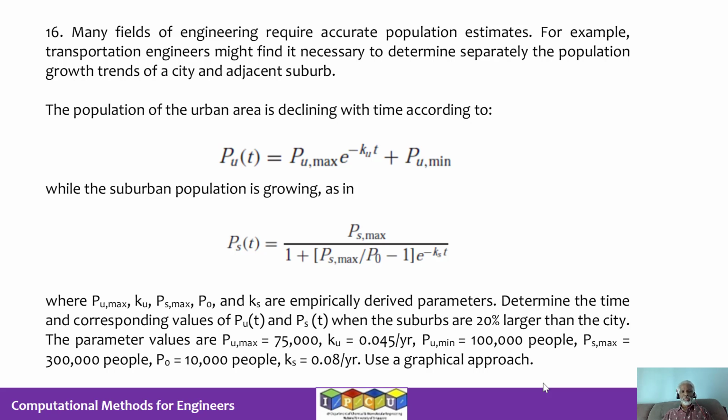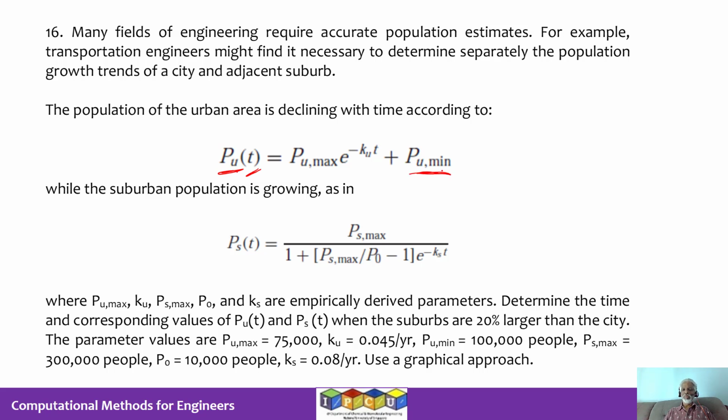I want to take a few minutes to discuss problem 16 of tutorial 3. So we have a population in the urban area that declines with time. If you take a look at PU, which is the urban population at any time t, it is comprised of two components according to this equation.